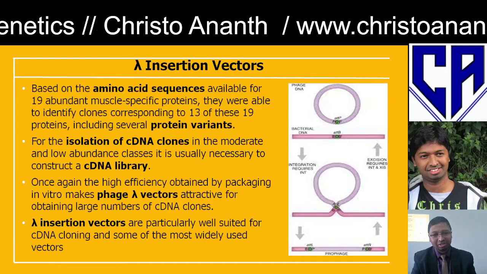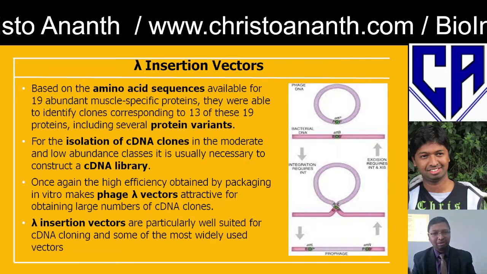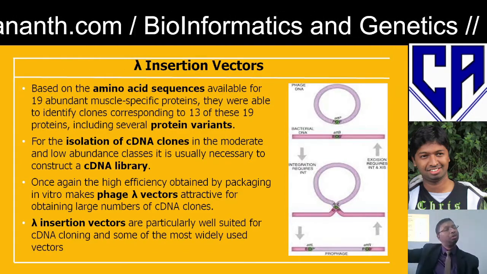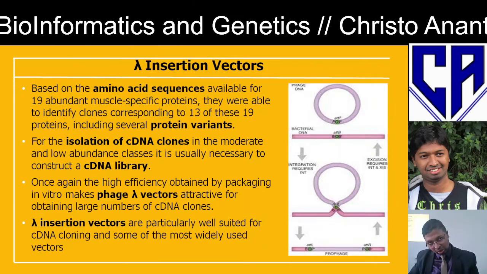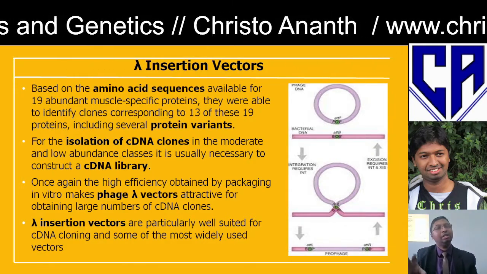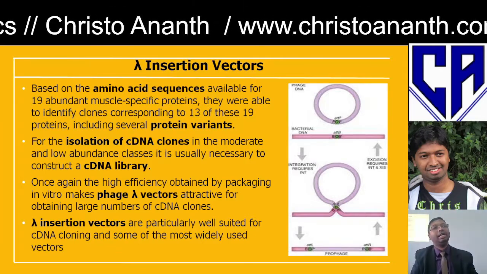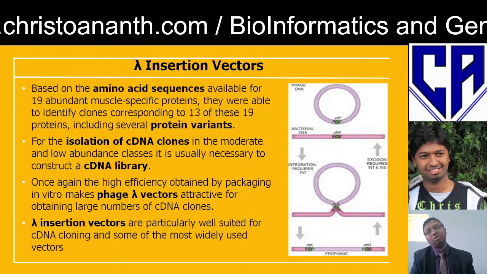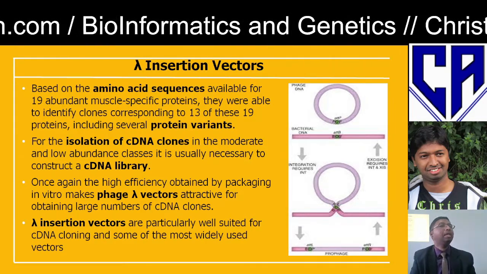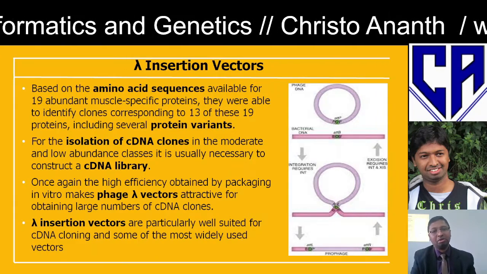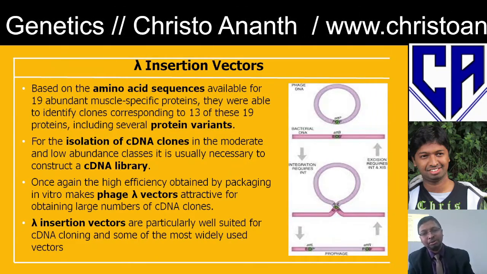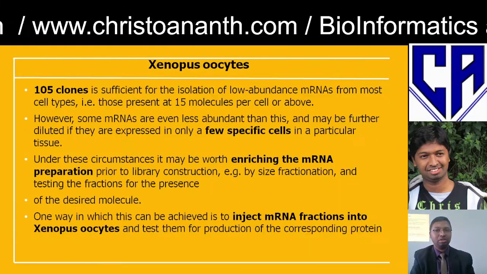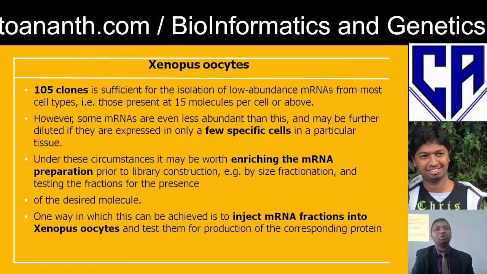For the isolation of the cDNA clones, we have the moderate as well as low abundance classes also. So we will not use it only for the low classes; we will be using it for the low as well as moderate classes. From this you can construct the entire cDNA library. That is the major advantage of the lambda insertion vectors. With the phage lambda vectors, you can obtain a large number of cDNA clones. Lambda insertion vectors are very well suited for cDNA cloning. We also have Xenopus oocytes.